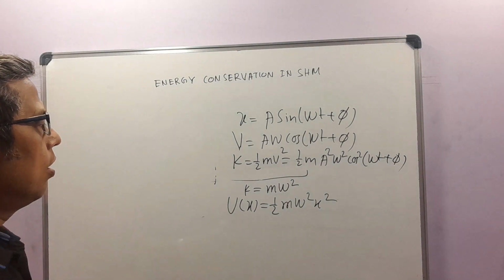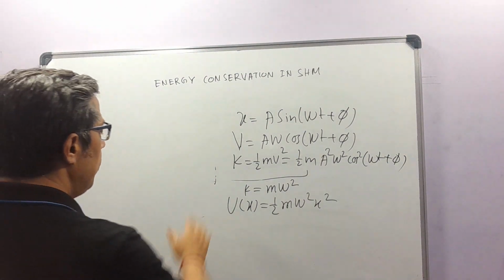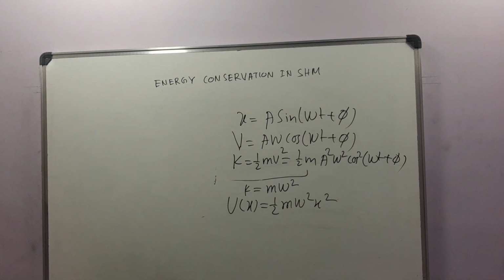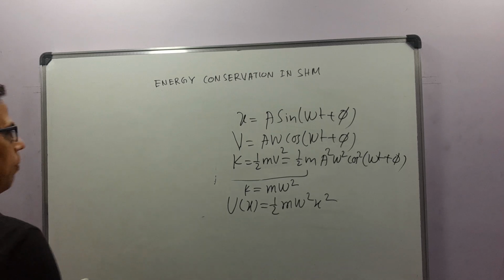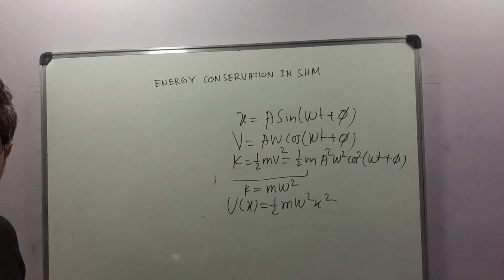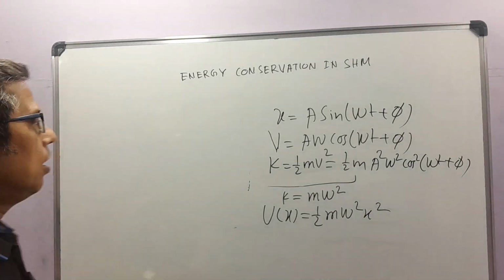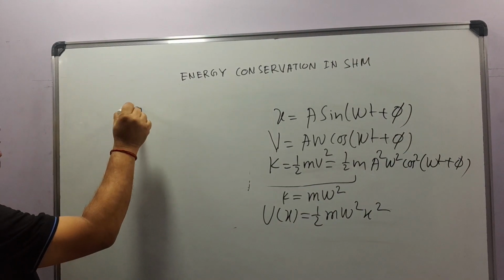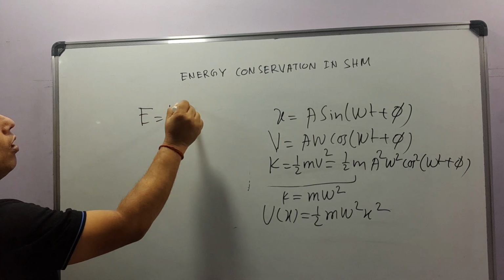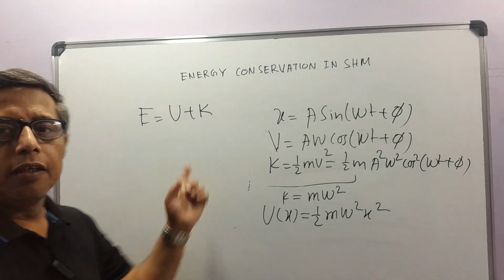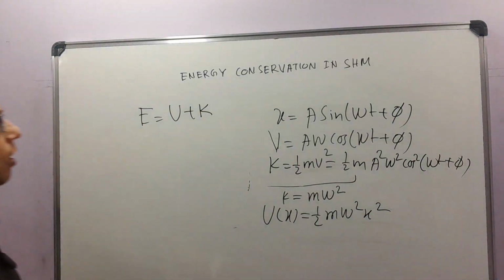Clear? So you got the kinetic energy. Now if we add both the potential and the kinetic energy, we get the total mechanical energy. So let me zoom in for more clarity. The total mechanical energy E is equal to U plus K, the potential energy plus the kinetic energy.